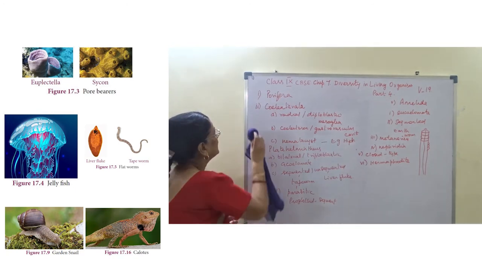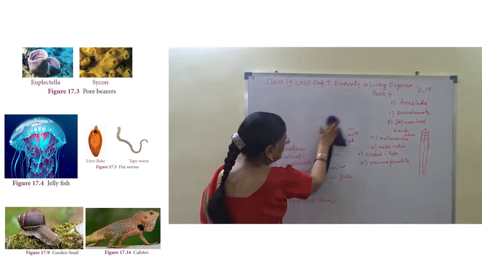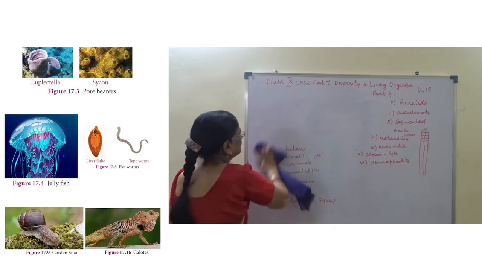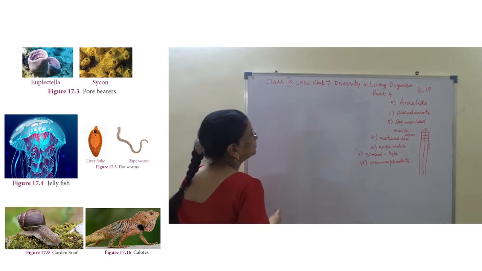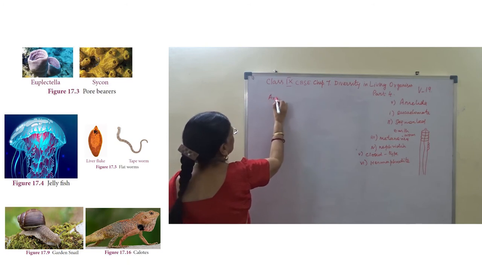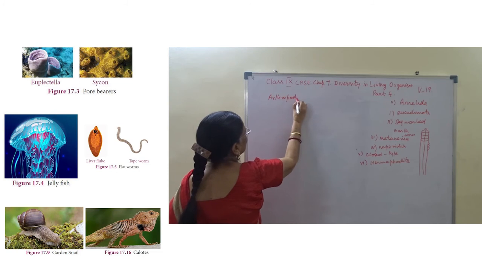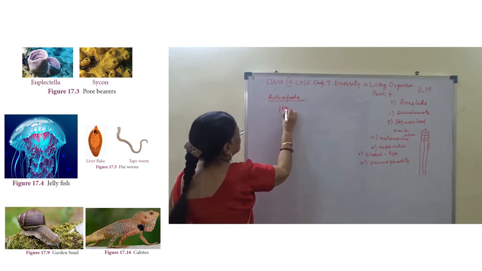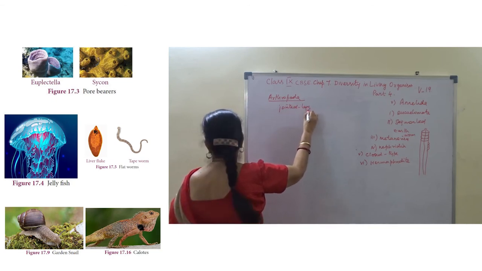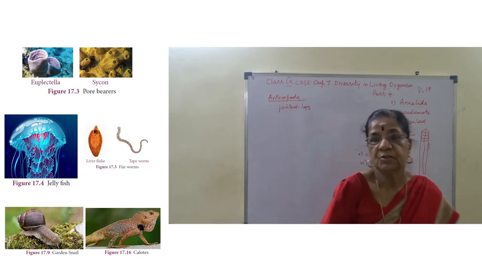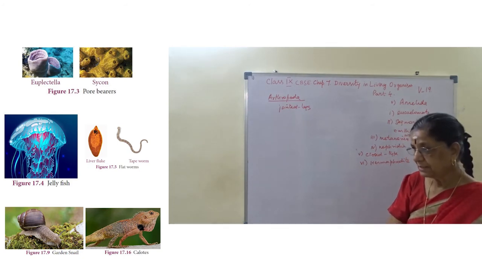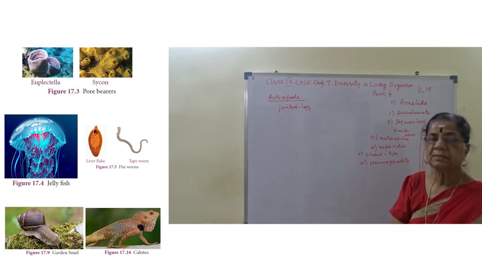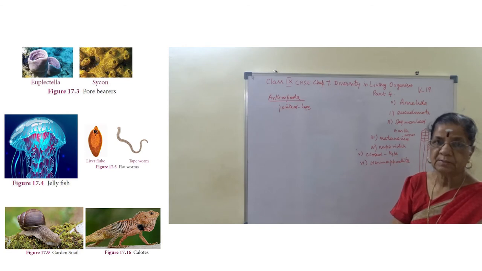Let us leave this. Then phylum Arthropoda. Arthro means joint, poda means leg. So this is jointed legs. Arthropods have jointed legs. Again, first we need to learn bilateral, triploblastic, eucoelomate animal, and they have presence of jointed legs.